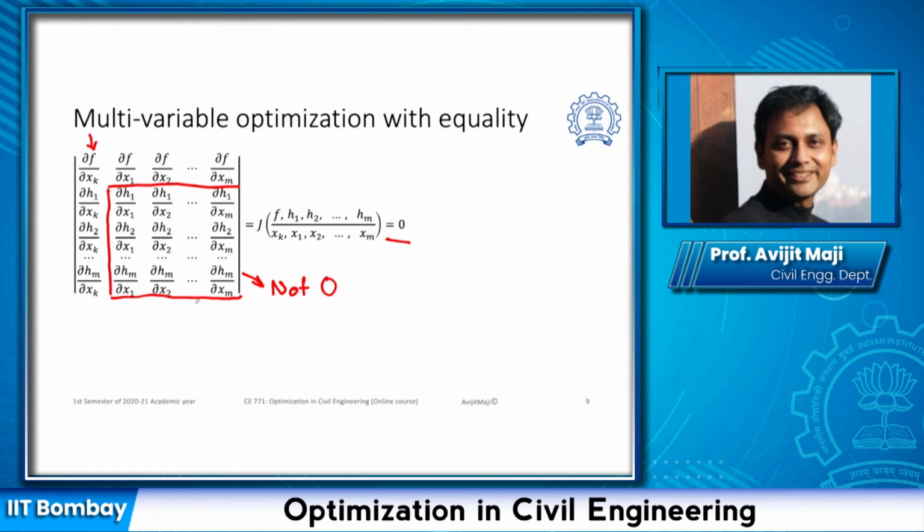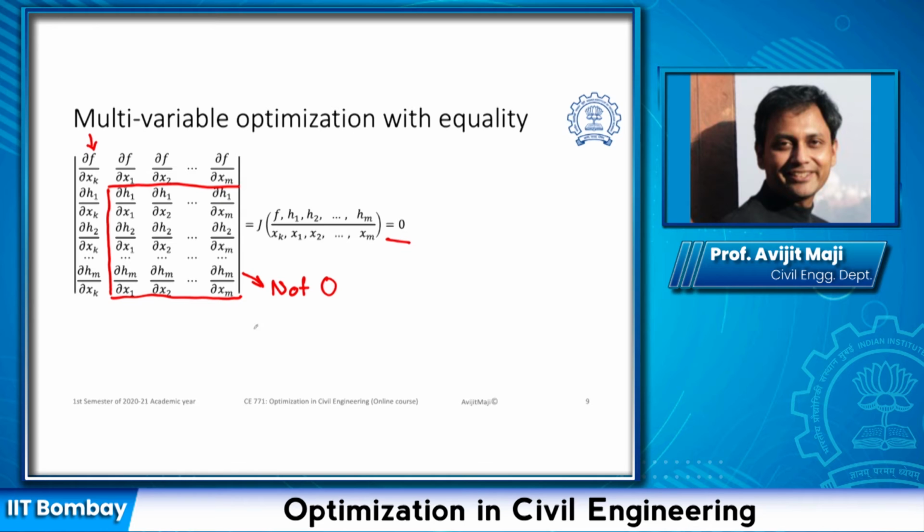If this portion becomes 0, then we cannot say for sure that this portion is going to be 0 or non-zero. Hence, in that case, we can say, even though it is satisfying the condition, we are not sure about our independent variable.